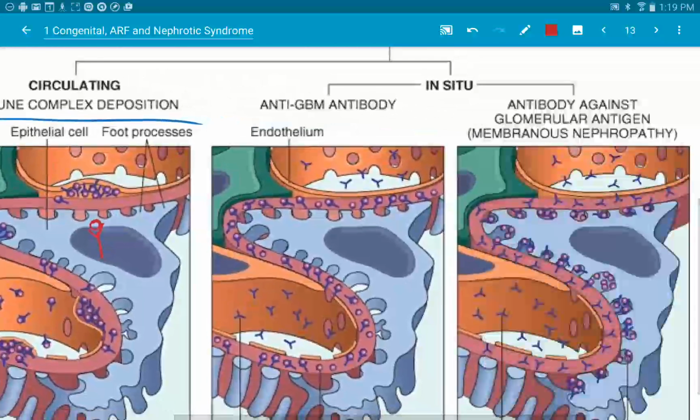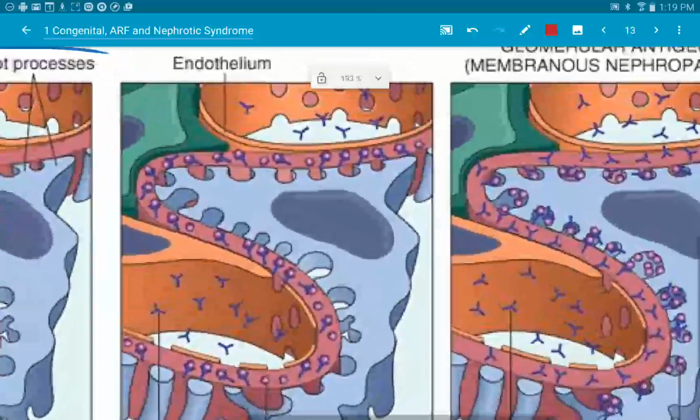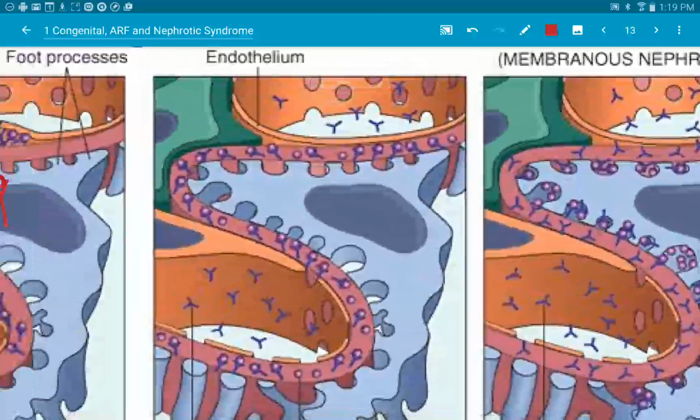Now, there's also antibodies that circulate around that can come in and bind to antigens within the membrane. So, for example, maybe you have autoantibodies that are actually specific to the proteins in the filtration barrier. And so they'll come in and get stuck to the filtration barrier, creating a very similar situation. Okay? And that's essentially the last couple there on the right-hand side.